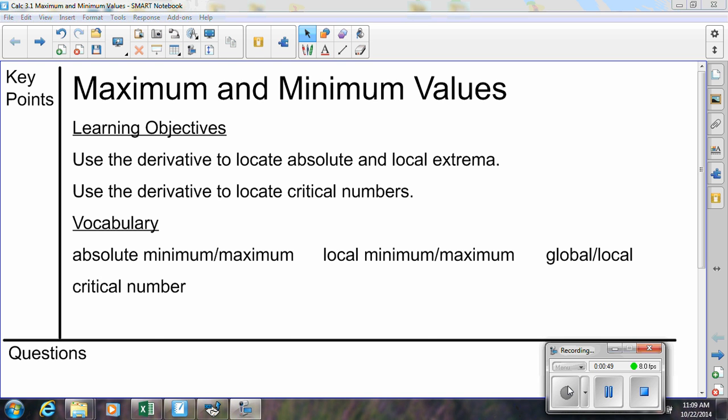One of the very first uses that the derivative is used for is determining maximum and minimum values of a function. Our learning objectives are very straightforward. Use the derivative to locate local and absolute extrema. Use the derivative to locate critical numbers. Those are things that come hand in hand with each other. You can see our vocabulary at the bottom, and we can progress from here.